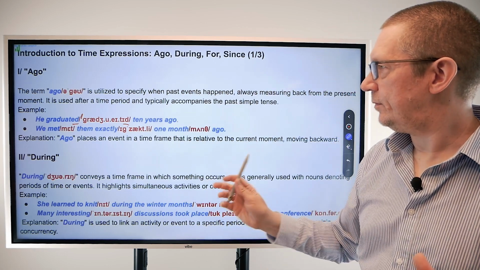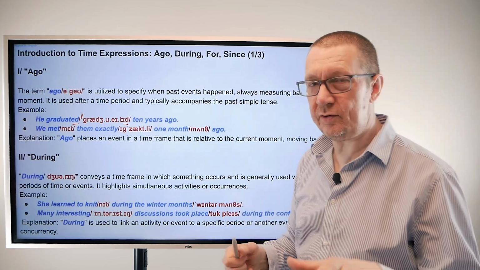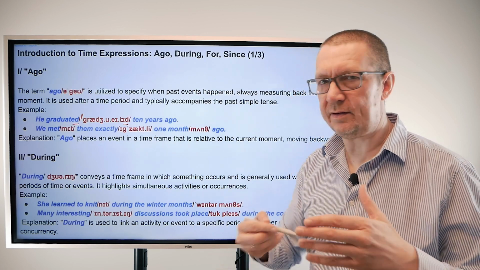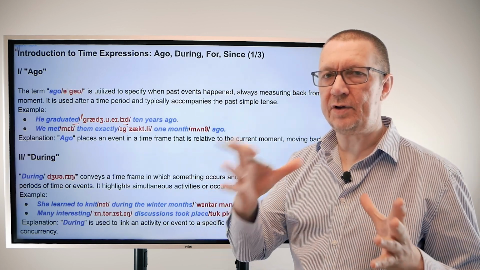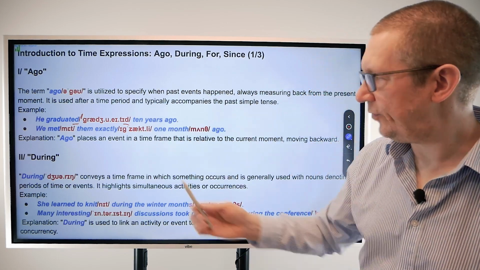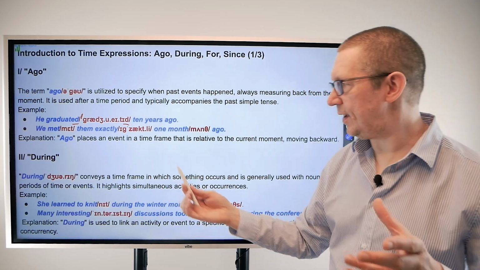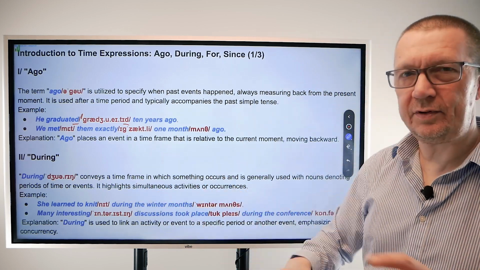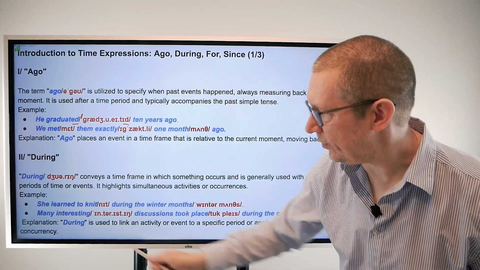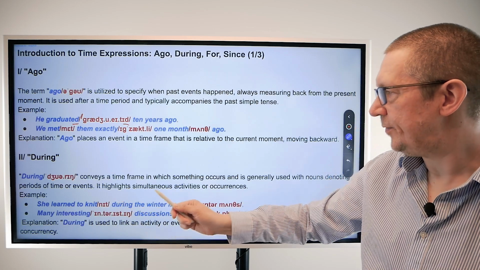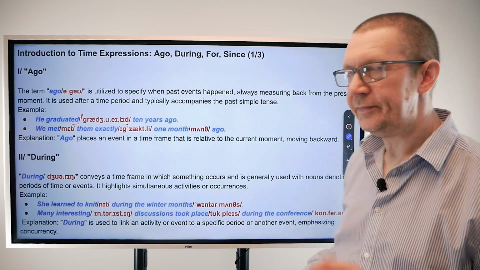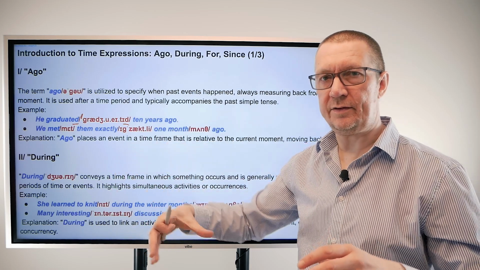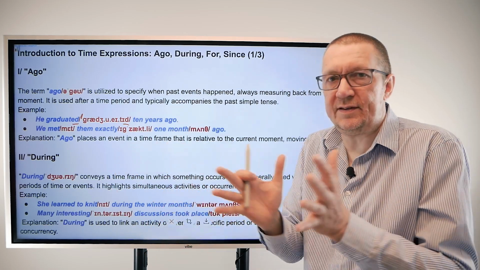So, during. Now, during is quite an interesting word because during talks about something going on at the same time as something else. So, for example, it can take, as we say here, it conveys a time frame. So, let's have a look at an example and we can then talk about the meanings from the example. So she learned to knit during the winter months. So something is occurring at the same time as something else. And it's the ability to put those two things together.